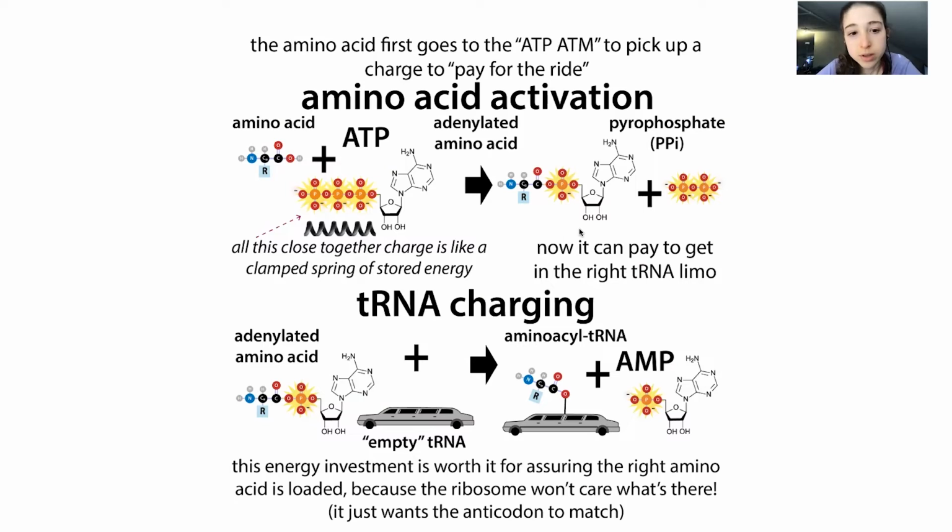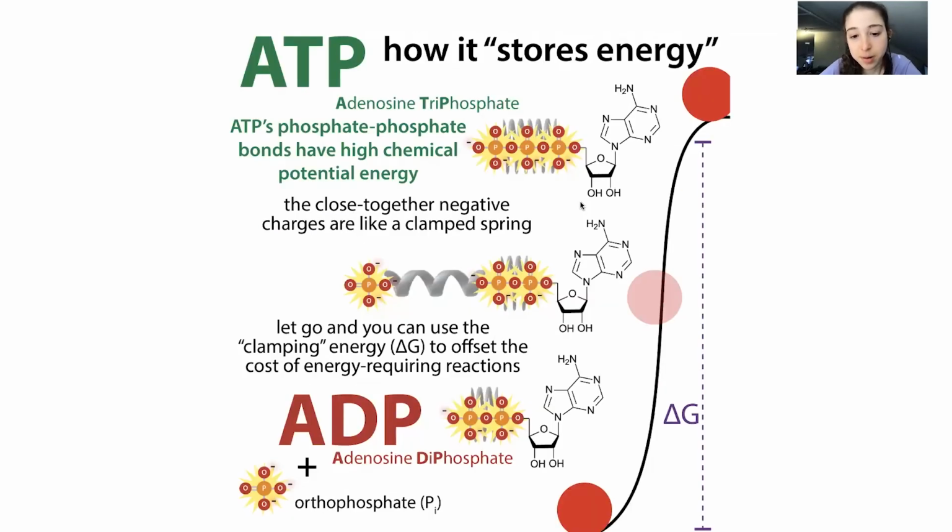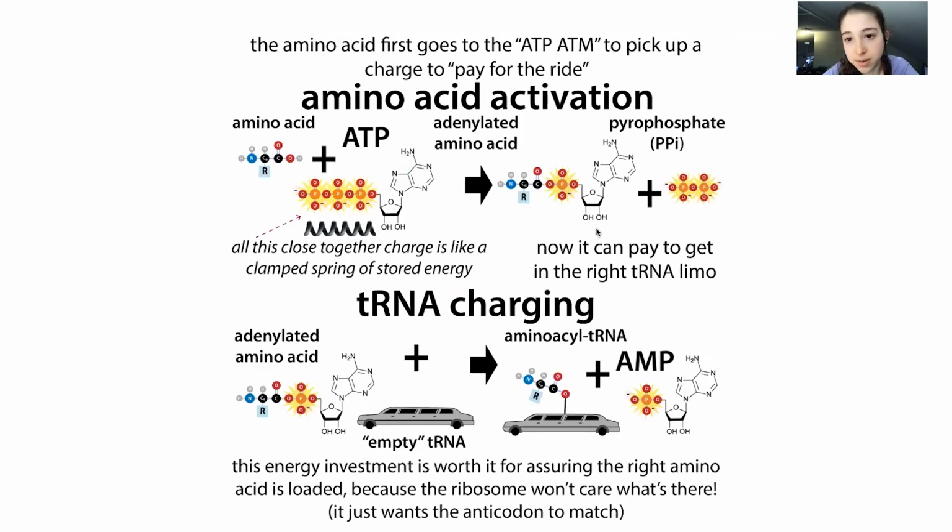So when we're adding this AMP, here we're going to ADP, adenosine diphosphate, but if you break it here instead, you're left with AMP, adenosine monophosphate, as well as pyrophosphate. These two phosphate groups can then get broken up to give you even more energy.